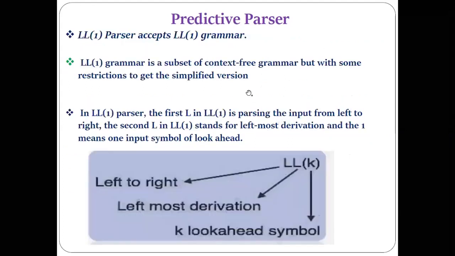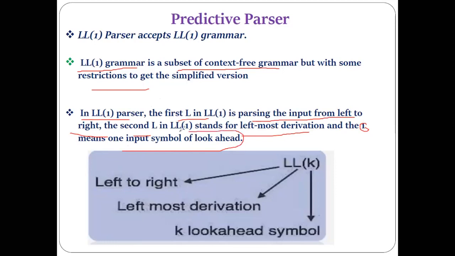Now, what exactly does LL(1) stand for? We have discussed that before, but let me tell you once again. The LL(1) grammar is a subset of context-free grammar with some restrictions. In LL(1), the first L stands for parsing the input from left to right, and the second L stands for leftmost derivation. And 1 means one input symbol of lookahead at a time, which we choose in order to do the parsing. In diagrammatic form, it is also represented here.